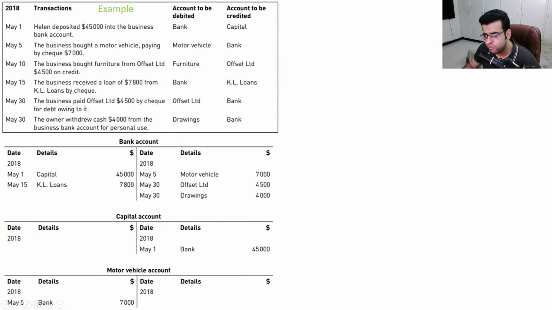And the double entry for this would be in the motor vehicle account. Motor vehicle is an asset and it is increasing. So we will write 7,000 on the debit side and we will write bank.